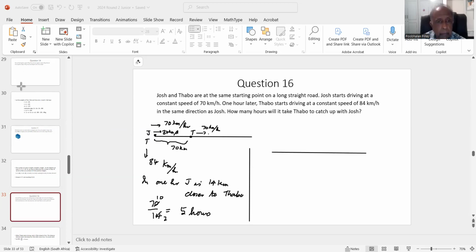and you can take your pick. Right? I like both methods. So you got Josh here, and Thabo here. He's traveled 1 hour extra, and they meet. Okay, suppose they meet t hours after Josh takes off. Now Josh also travels for t hours.